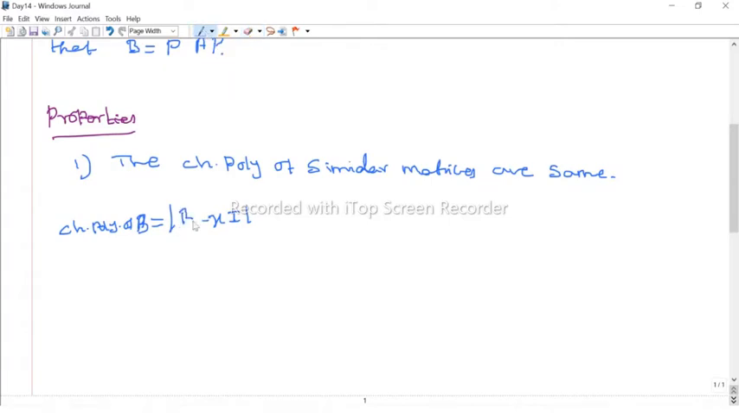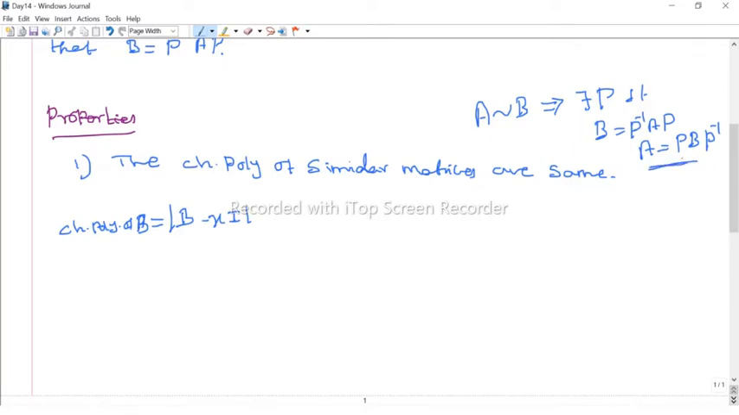Now, suppose A and B are similar. We use the notation A is similar to B. This implies there exists a matrix P such that B equal to P inverse AP. Similarly, we can write A equal to P B P inverse, we multiply P first and then P inverse, we get the same thing. So either we can write B equal to P inverse AP or A equal to P B P inverse. Now we take two matrices A and B that are similar. We have to show that the characteristic polynomial of A and the characteristic polynomial of B are same.